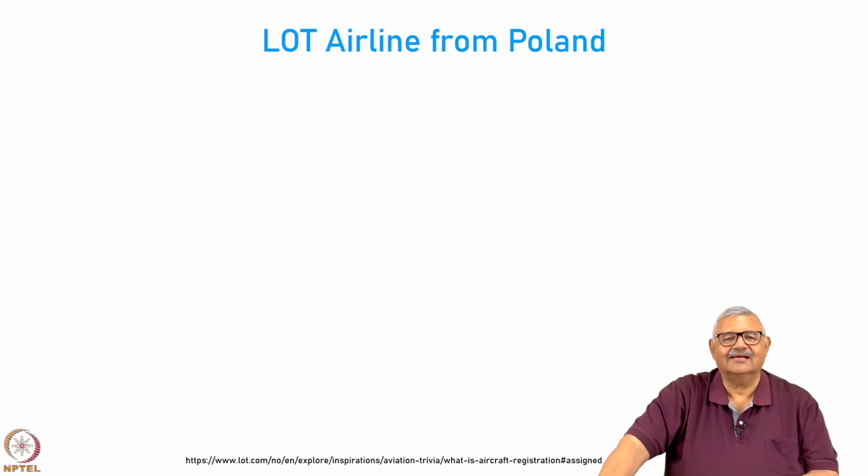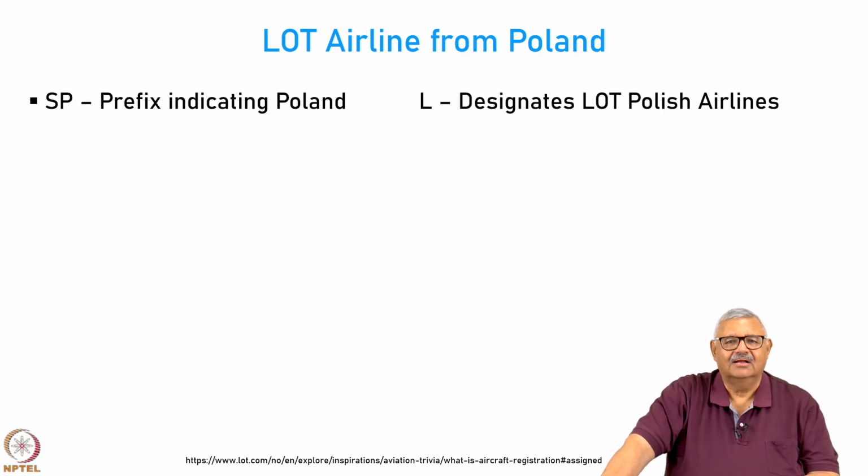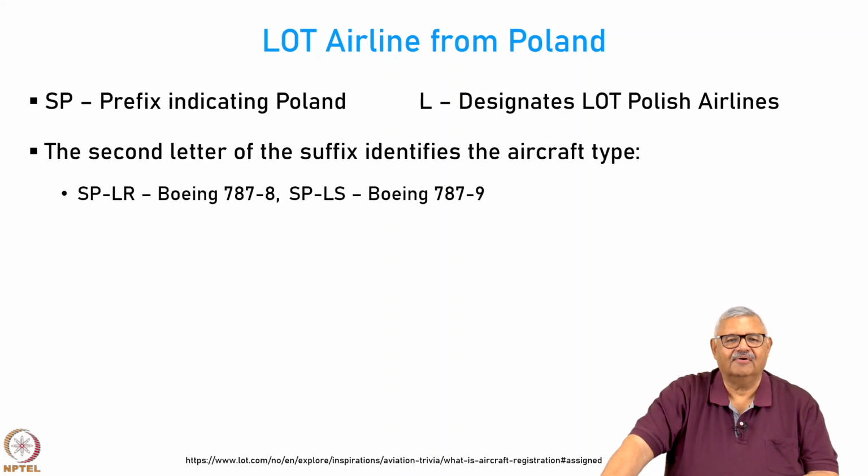So, here is an interesting example of a series of ARCs from an airline called LOT, L-O-T, from Poland. Here, the prefix indicating Poland is SP and L denotes the LOT Polish Airlines. So, all the aircraft by this airline will be SP-L something something. They have gone for a very interesting system. They are using the second letter of the identifier to represent the aircraft type.